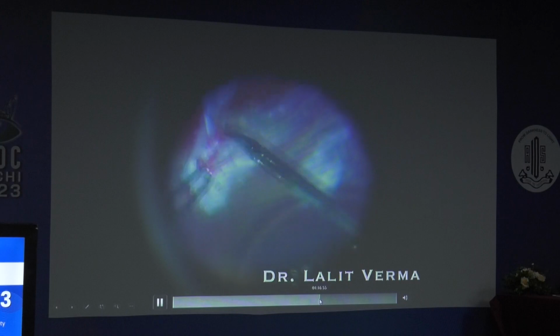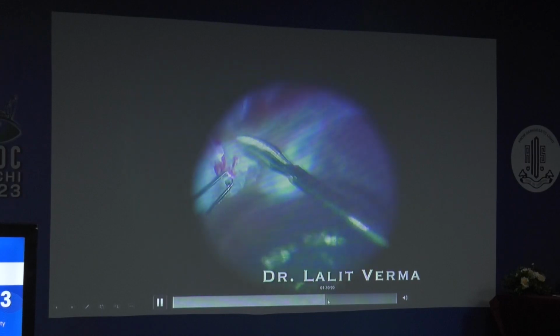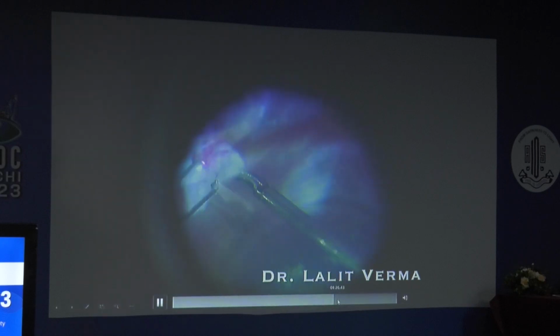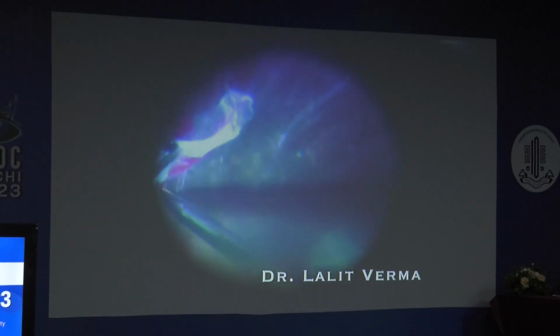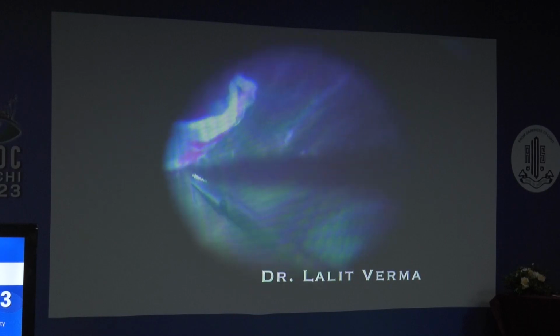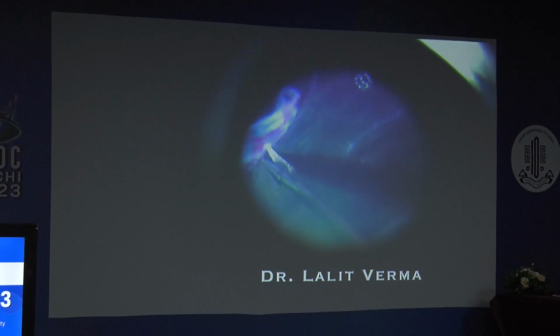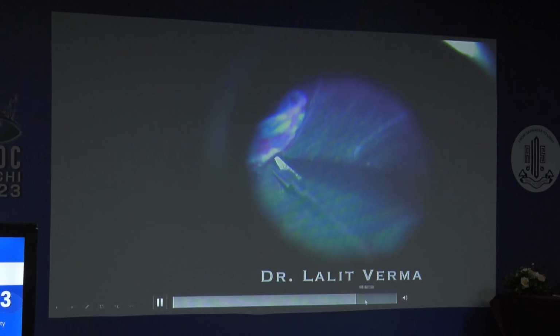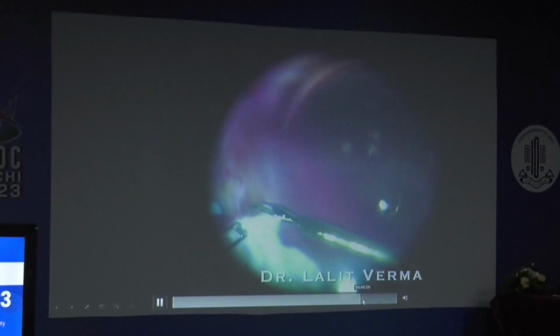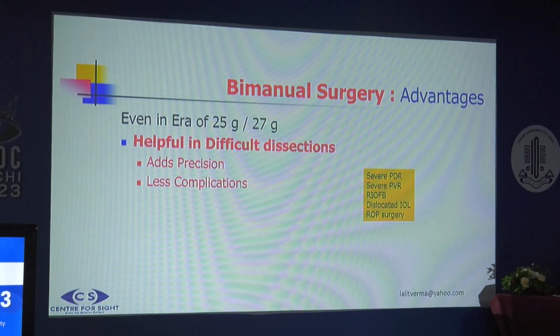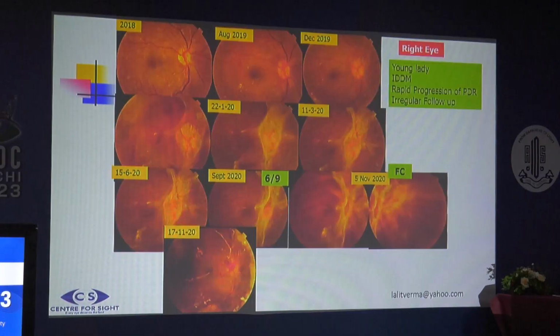So after removing the entire structure, which was not possible with the help of a cutter, because if you keep only the cutter, even a 25 gauge cutter, you may have more complications. And the advantage of bimanual surgery is adding precision. Actually, you can very precisely see and cut. So bimanual surgery, even in this small gauge vitrectomy, is still very useful in diabetics because complications are less, precision is higher, and there is better hemostasis also.